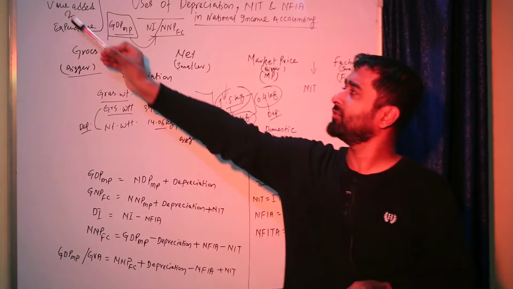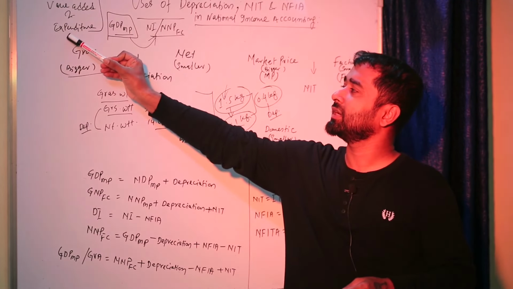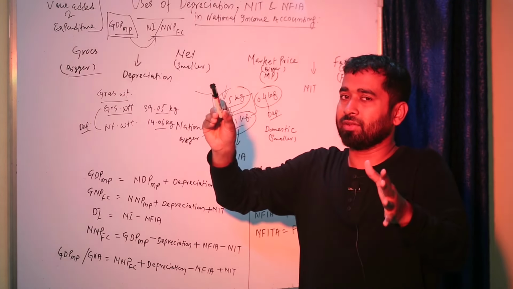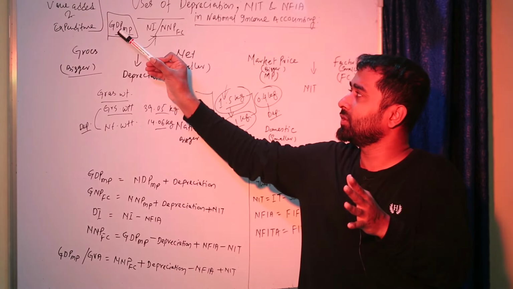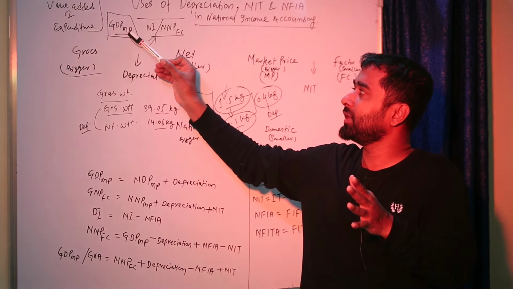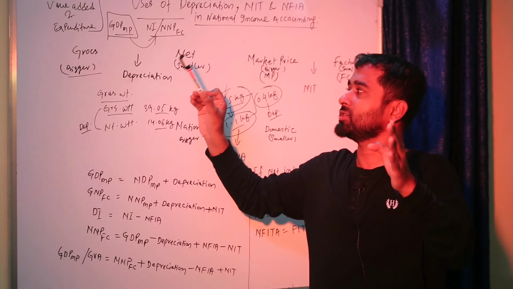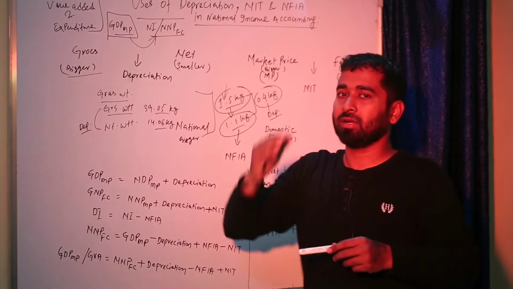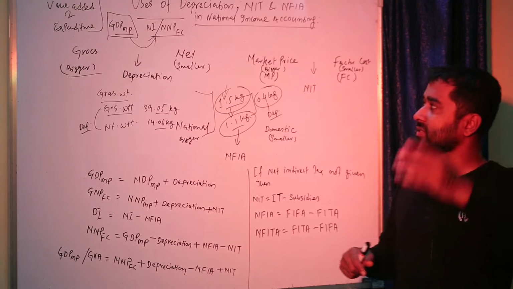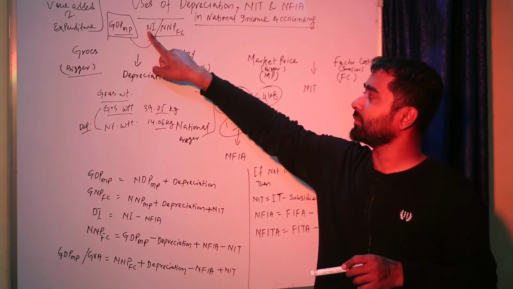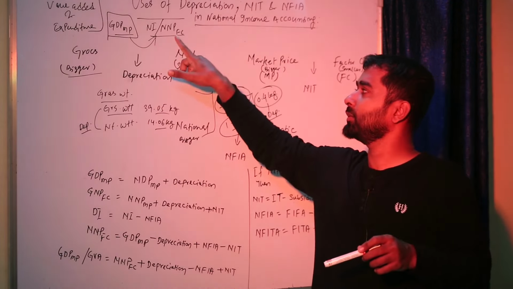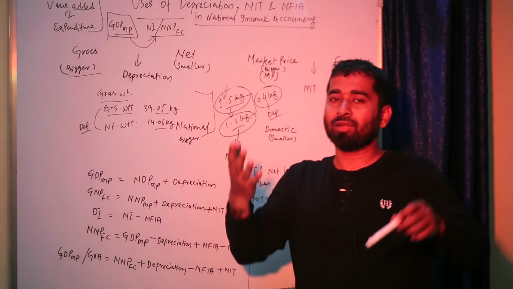When we are using the value-added method and expenditure method, the first answer we get when using the formula is GDPMP, gross domestic product at market price. But the problem is that if the question asks you to calculate national income, you know that it is NNPFC. So at that time, what should we do?